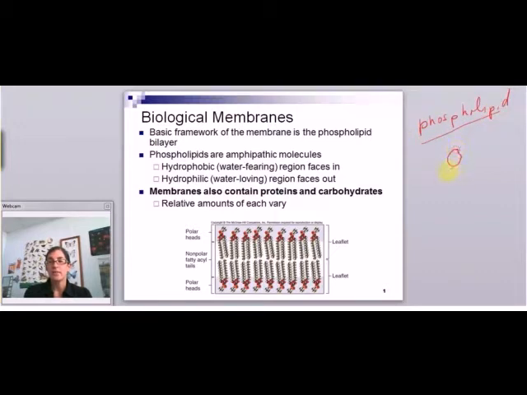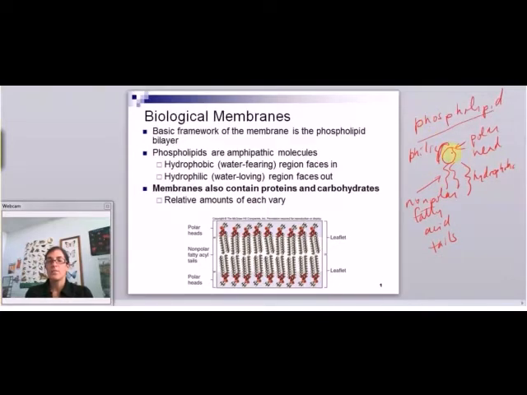And at that time, we kind of kept it really simple. What's special about it is that it has a polar head group and then nonpolar fatty acid tails. Because this part is polar, it's hydrophilic. And because this part is nonpolar, it's hydrophobic. So the molecule, a phospholipid, is amphipathic. That's again this term that we saw in a previous chapter, meaning both water-fearing and water-loving.